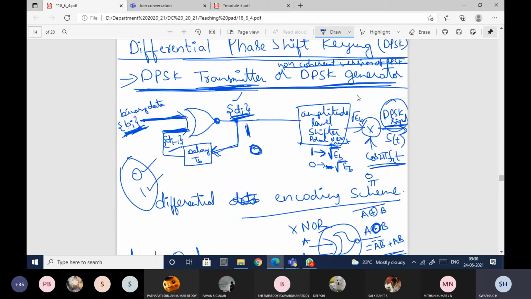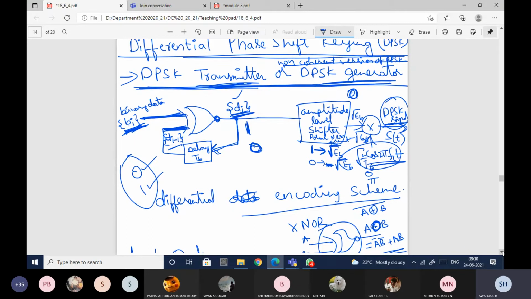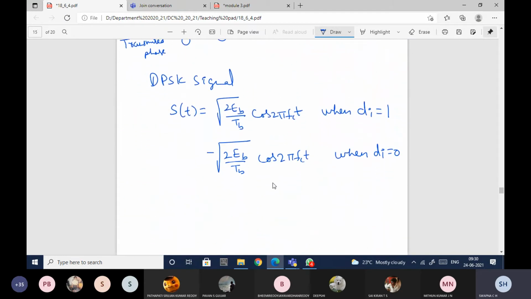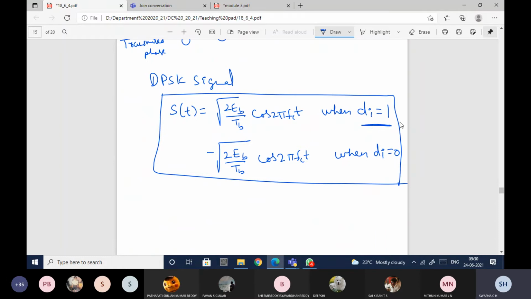Let me consider symbol 1, root EB. It will get multiplied with this carrier, and I'll get the DPSK signal. Let me consider it is 1 0. For 0, it will take as minus root EB. So minus root EB will get multiplied with root 2 by TB cos 2 pi fct, and I'll get the DPSK signal. That is the representation of the DPSK signal, and here it is depending on the di bit. Based on the di bit I'm getting the output signal. So this is all related to the transmitter.